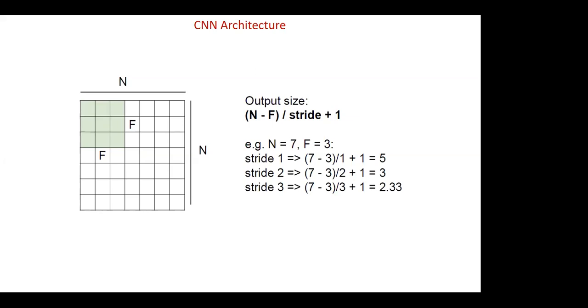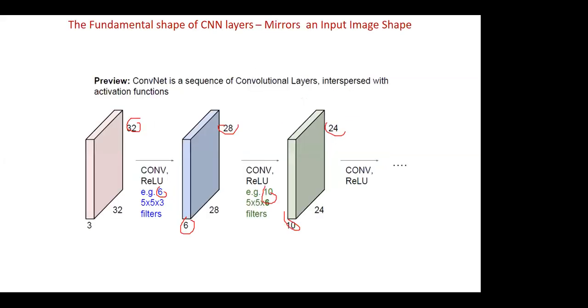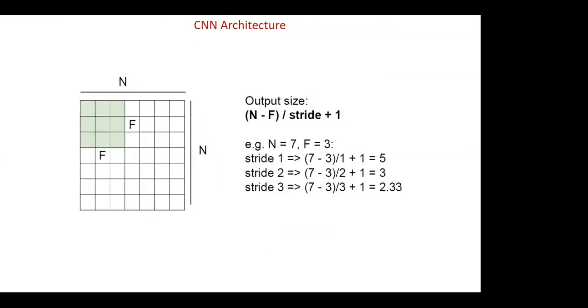Now let's try to see the exact formula for how you go from 32 to 28 when we have a 5 by 5 filter. This is basically the formula which you use. If n is the size of the input and f is the size of the filter, and I'll get into what stride means in a minute. Previously we had n as 32 and f as 5, because we had a 32 by 32 image and a 5 by 5 filter. So stride is essentially the number of pixels we are moving at a single time.